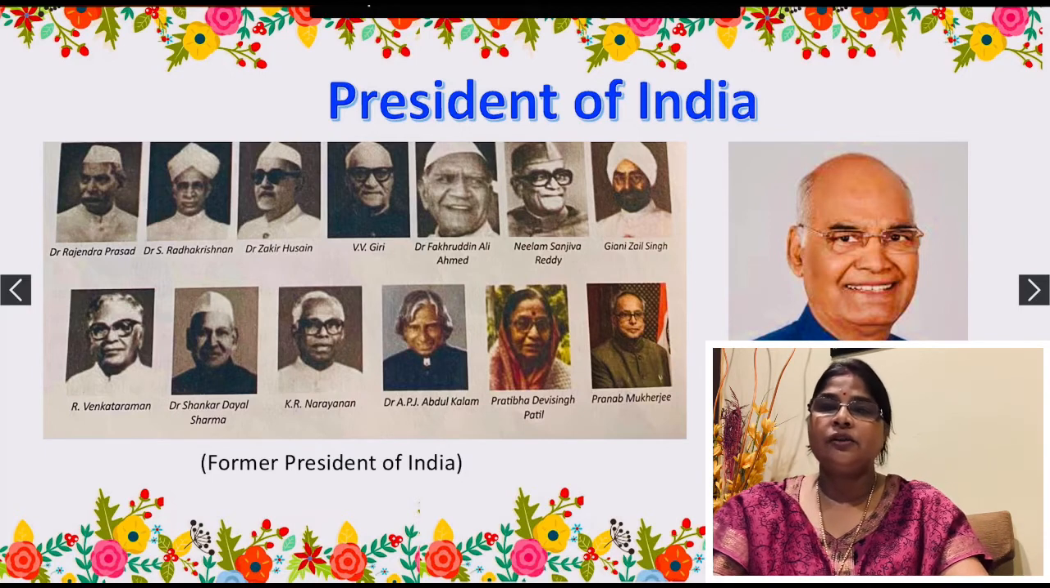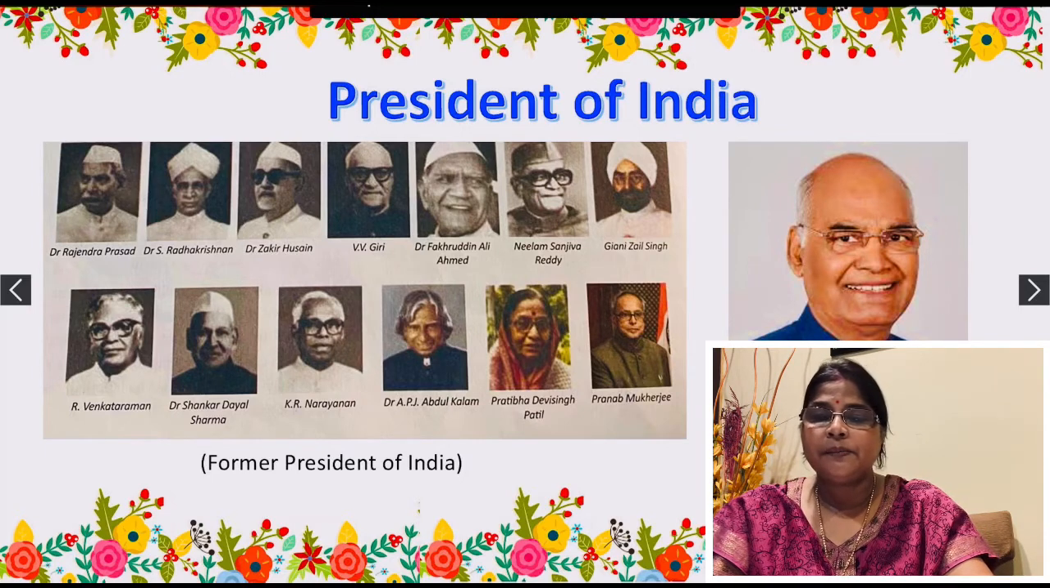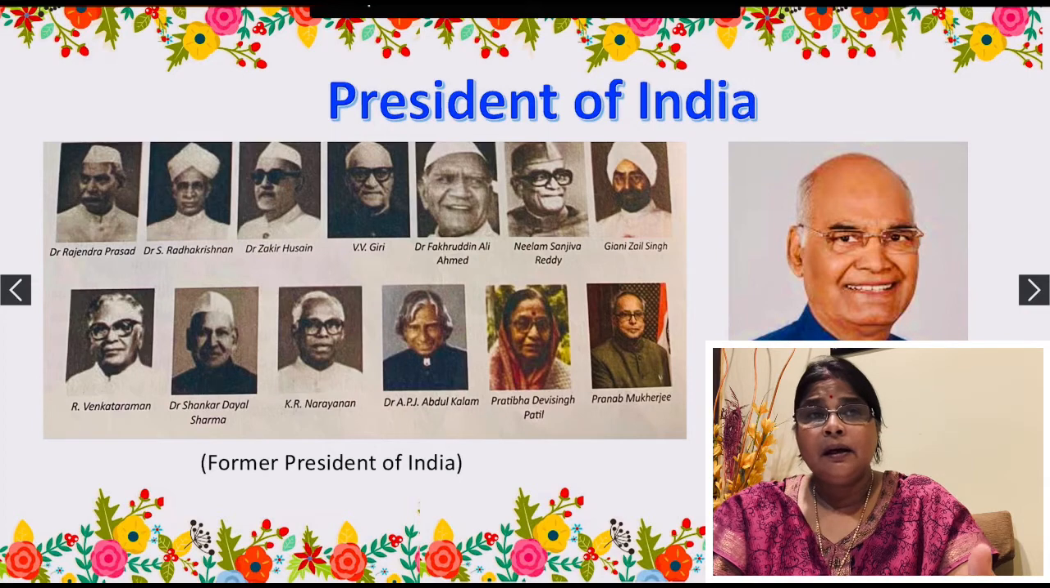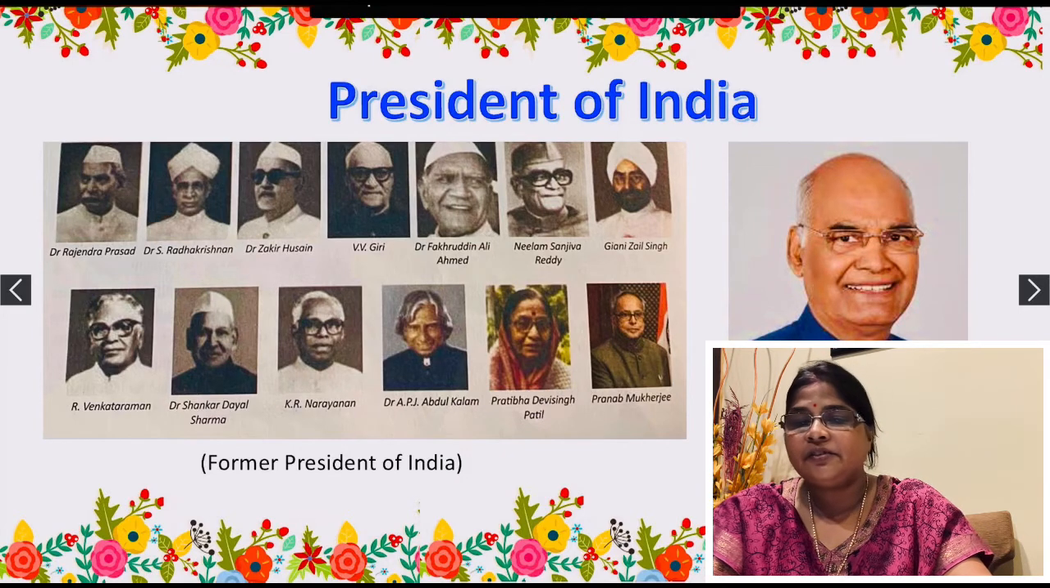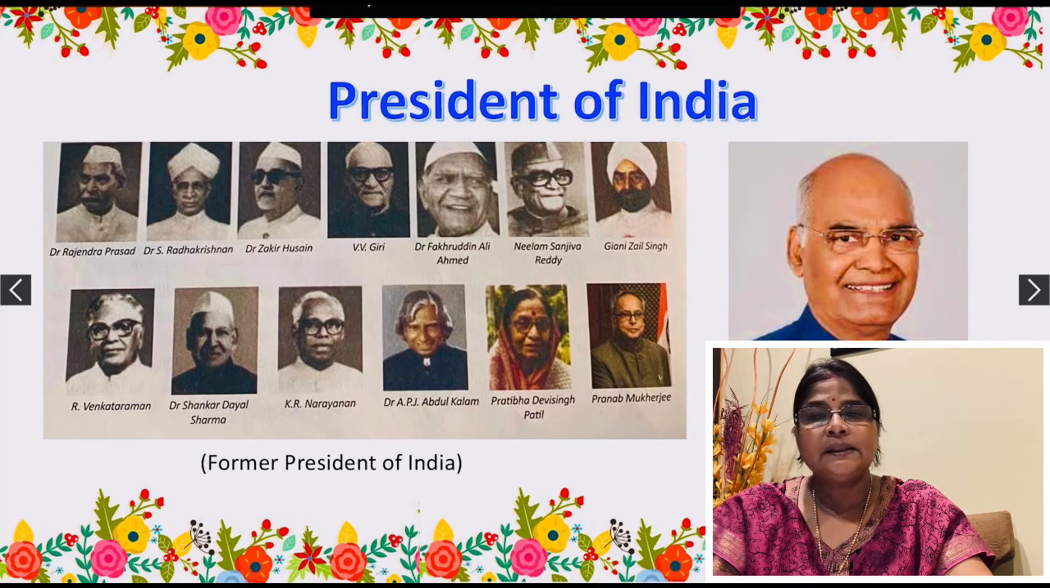How can the President be removed from the office? By a constitutional procedure called impeachment, or the President's office can fall vacant under such situations, for example, expiration of the term. What is the term of the President? 5 years. Or on the death of the President, resignation, impeachment, etc. What do you mean by impeachment? It is a constitutional procedure through which the President is removed from the office.